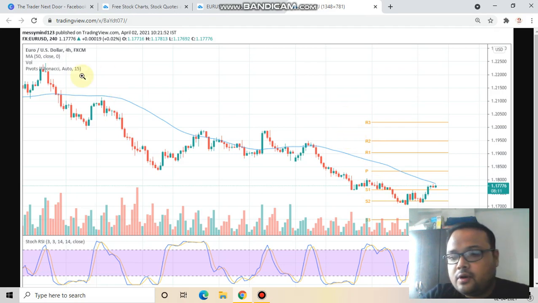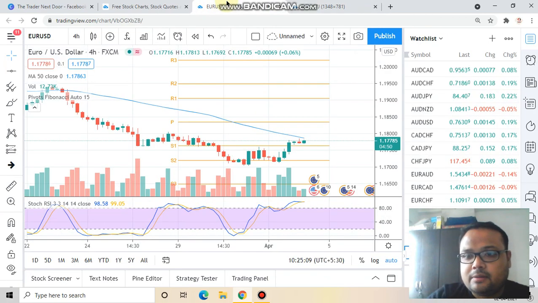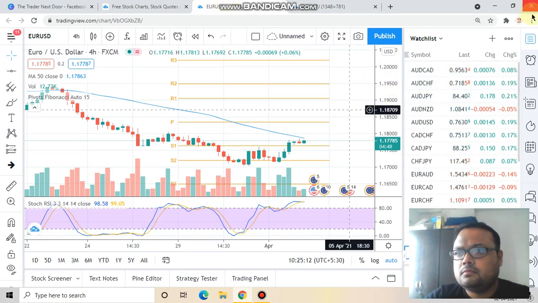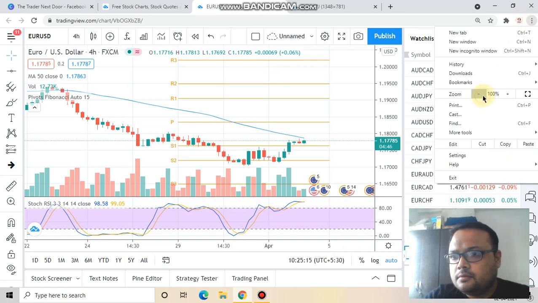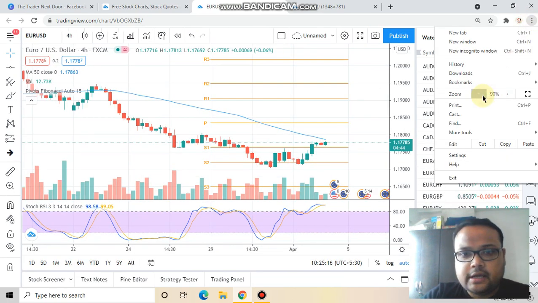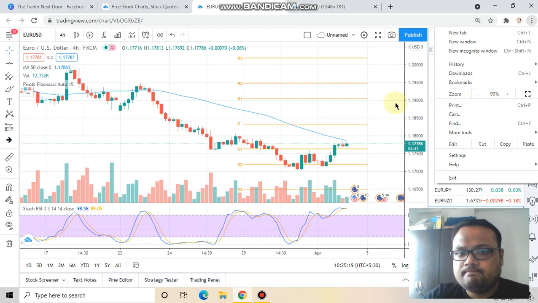See, this is the overall trend of the market. We can see that the market is in a downtrend. There is no doubt about it. And this is the present chart of the market. Sorry, this has changed somehow.